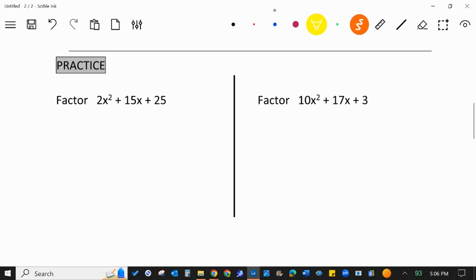All right, now let's take a look at this. I think I'll do one method on one and the other method on the other, just for the fun of it. On the first one here, I am going to look at 2, 15, and 25 for my A, B, and C.